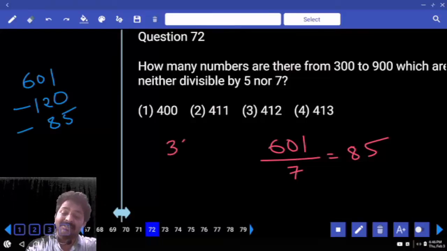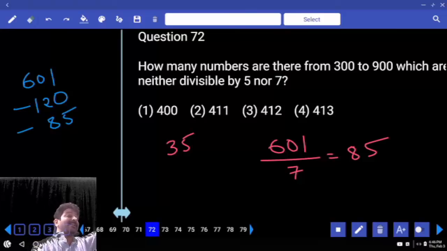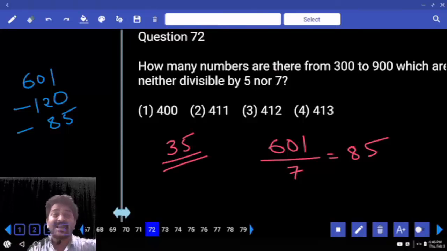If you pick the number 35, it is a multiple of 5 and also a multiple of 7, right? So 35 is subtracted in the 120 multiples of 5, and also in the 85 multiples of 7. Correct? By intersection theory, these common multiples of 5 and 7 are counted twice. So we have to identify how many multiples of 35 there are.